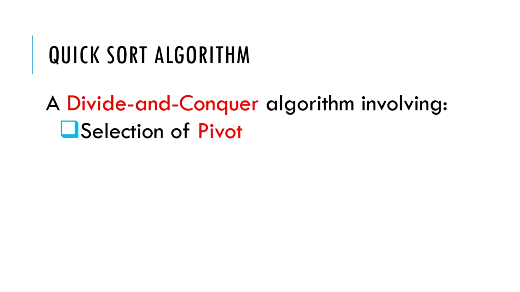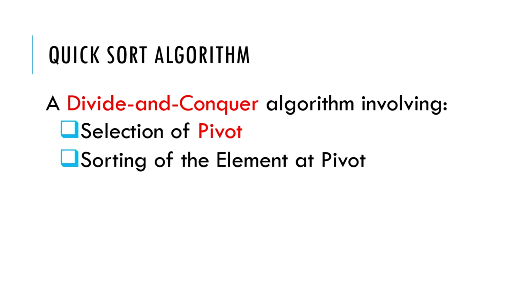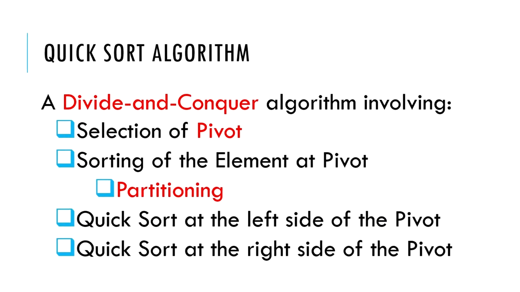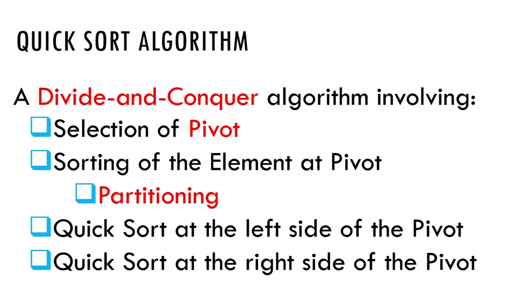Basically, we select the pivot element first. Then, we sort the pivot element using an algorithm called partitioning. After that, we'll perform quicksort at the left side of the pivot and do the quicksort at the right side of the pivot in the array. Let's go through these steps one by one.